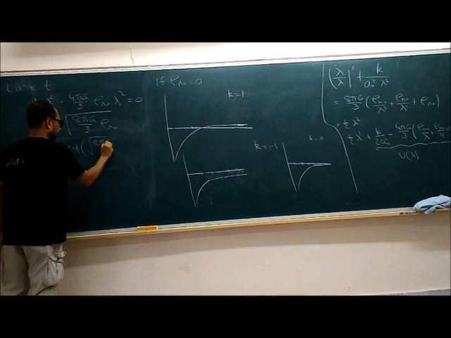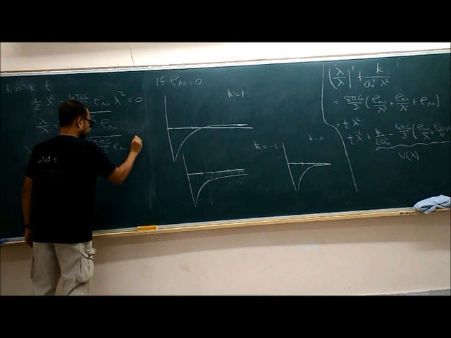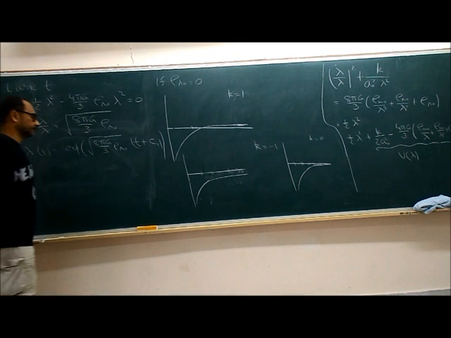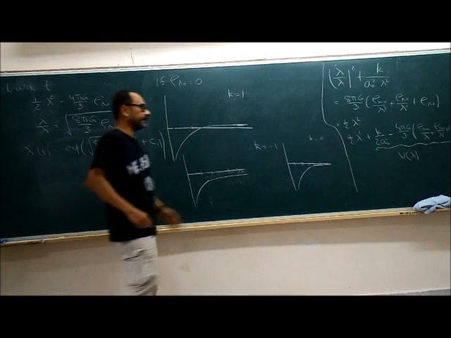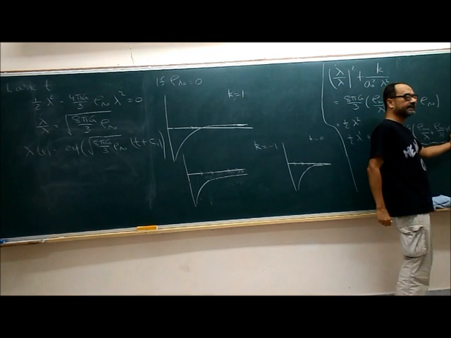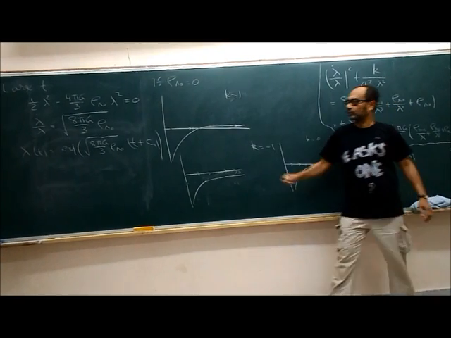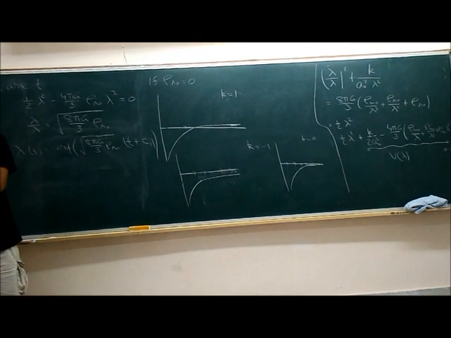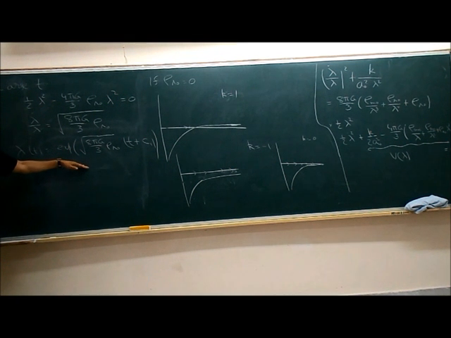8 pi G over 3 rho lambda naught, square root, times t plus some constant. Right, I just integrated this. So basically what I said is at large time we know that lambda is increasing, so this is the dominant contribution. Okay. I ignored these terms, and that's the solution to the differential equation. So late time, when all the other components have become small, cosmological constant dominates, then the universe will expand exponentially.